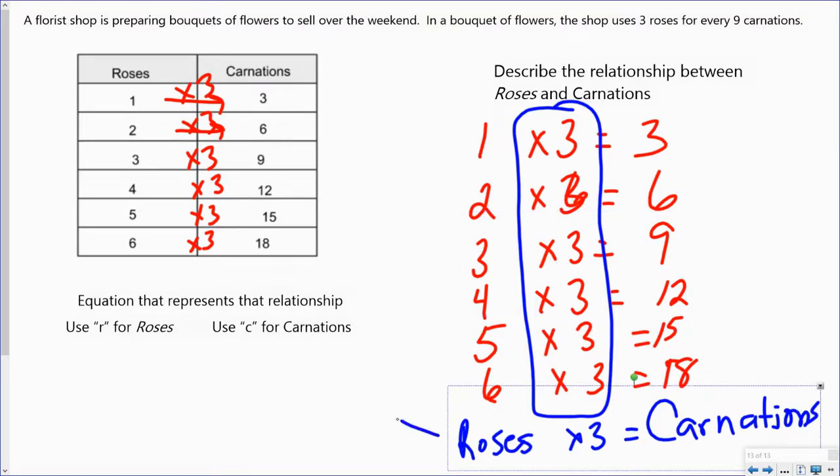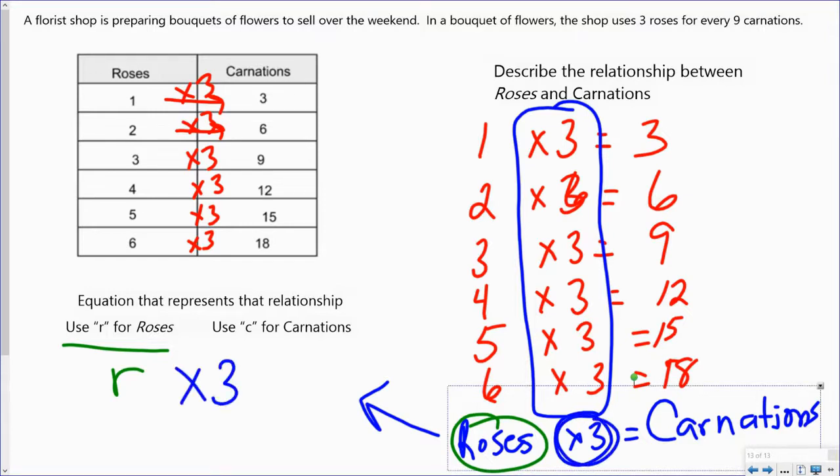So now, again, I'm going to use that to create my equation. So again, I'm going to use R for roses. So here's my amount of roses right here. And then my relationship is that I am multiplying by 3 each time. And then that equals my amount of carnations. And I'm using C for carnations. Here's my carnations. So I will put C here.